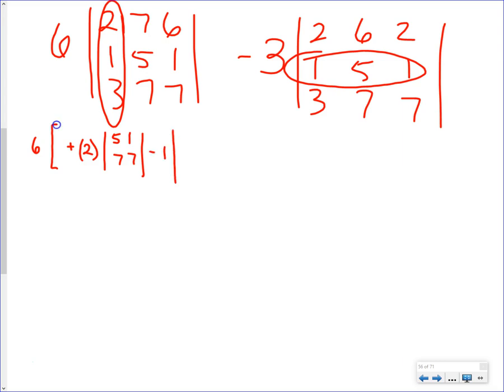Minus 1 times. Okay, double check. I already made a mistake, so make sure I'm good. So far, so good? Let's save a little bit of space right here. What am I doing?